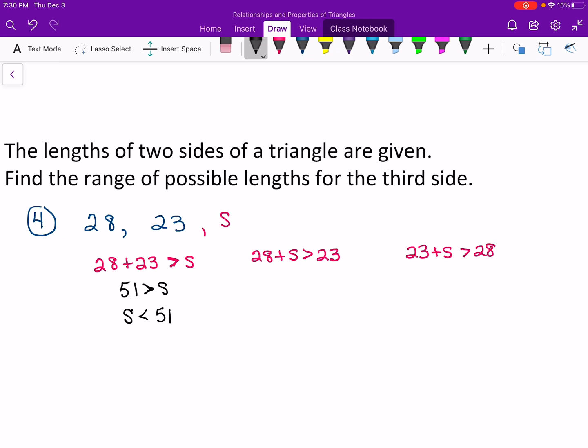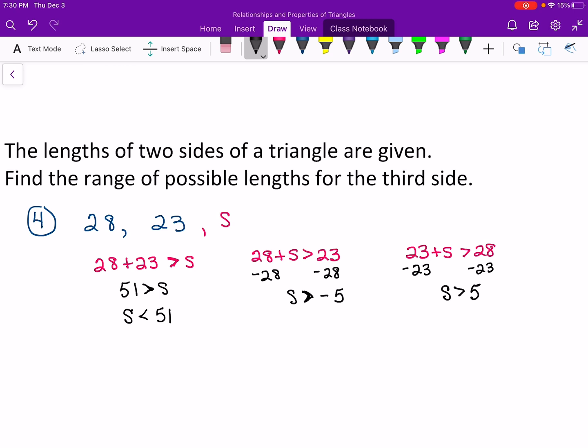On the second one, we're solving for S, so let's subtract 28 from both sides. S is greater than -5. I would hope so, because this is the length of a side length. They can't be negative. And on the last one, let's subtract 23 from both sides. S is greater than 5.